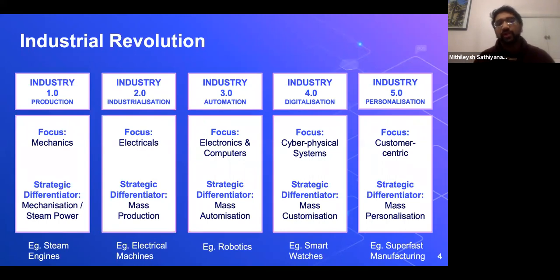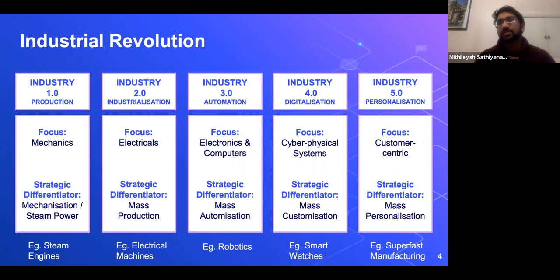Slowly, people started moving into 2.0, that is nothing but industrialization. People started thinking more in terms of electrical units that could be plugged into the mechanical systems. So that's where we see more of a mass production in the industrial side. And most of the examples are electrical machines that came into existence. From there, we moved on to 3.0, that's nothing but automation. There, the focus was on electronics and computers.